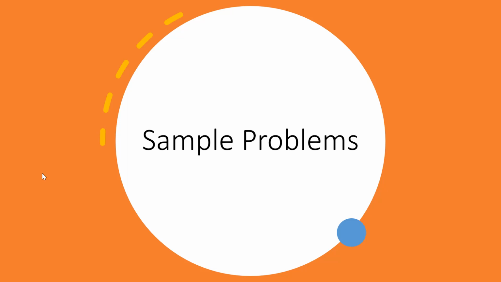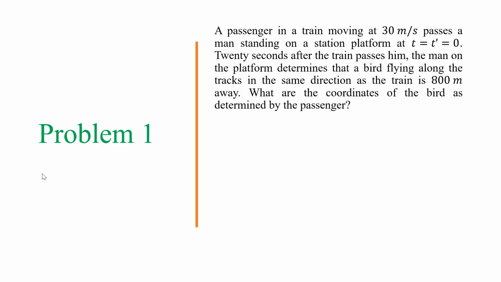So let us continue our discussion on Galilean transformation by solving these sample problems. So the first problem, we have a passenger in a train moving at 30 meters per second passes a man standing on a station platform at t prime equals 0.